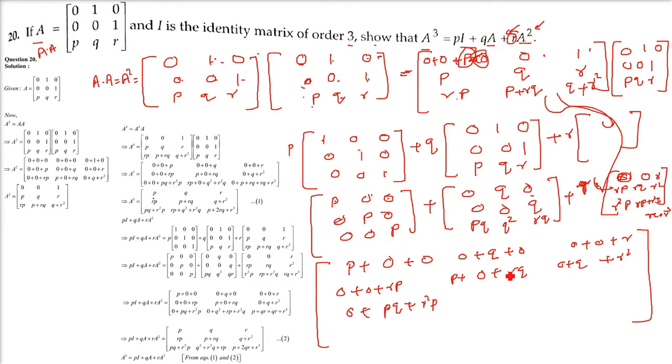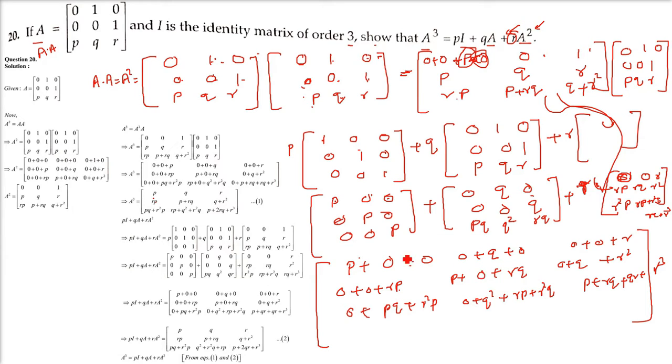Then we have 0 plus q square plus rp plus r square q. Then the third one, last one is p plus qr plus rq plus rq. Now this value, just see what it is coming. So just forget about the zero.